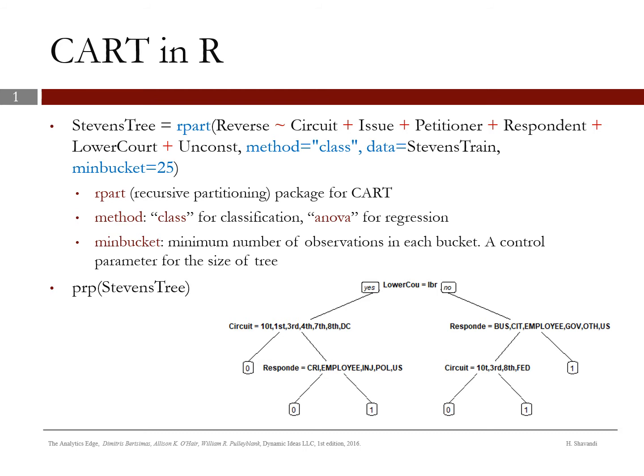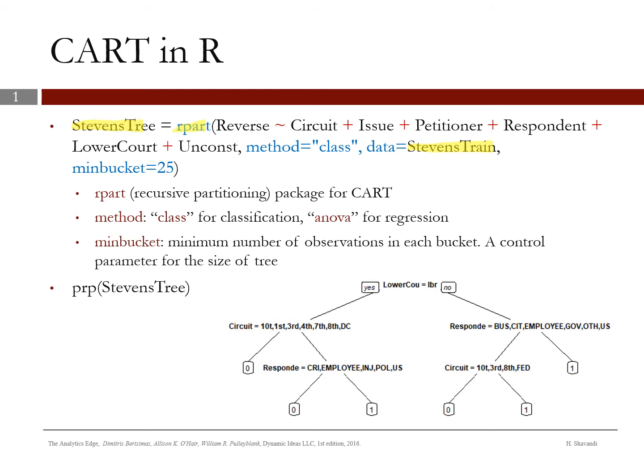Here we assume that we have imported our dataset into R, and also we have split the dataset into a train and test set. So the Stevens train is our train data set. Let's call our model Stevens tree. The rpart function is short for recursive partitioning. It's a package in R which can be used for classification and regression tree models.